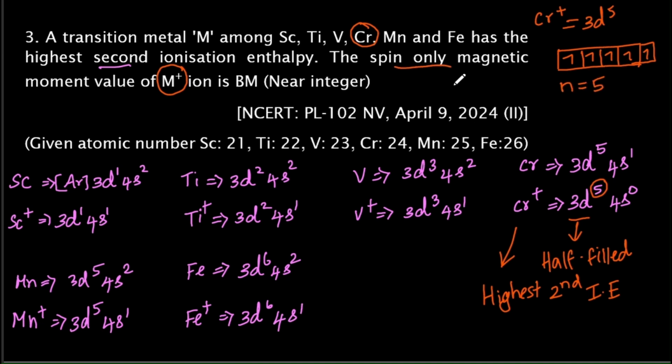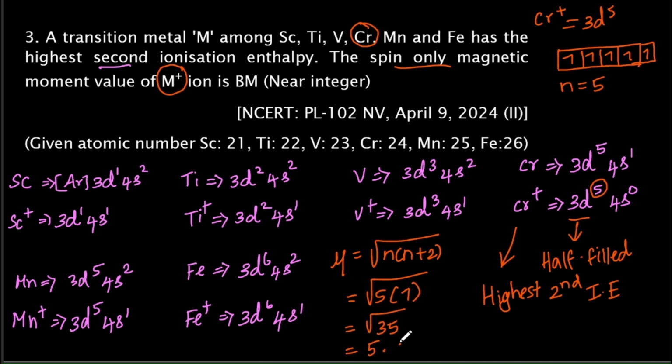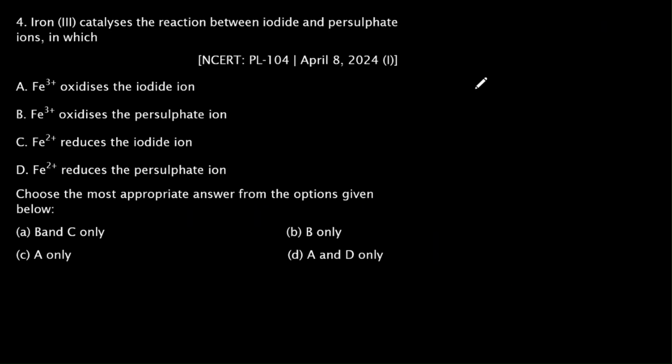Now they are asking the spin-only magnetic moment. The spin-only magnetic moment formula is mu equal to root of n into n plus 2. The n value we have found as 5. So root of 5 into 5 plus 2, which is 7, so root of 35, which will come as 5.92 BM, Bohr magneton. Then they are asking the nearest integer. So we can round this off to 6 BM. So the answer is 6. Let's go to the next question.